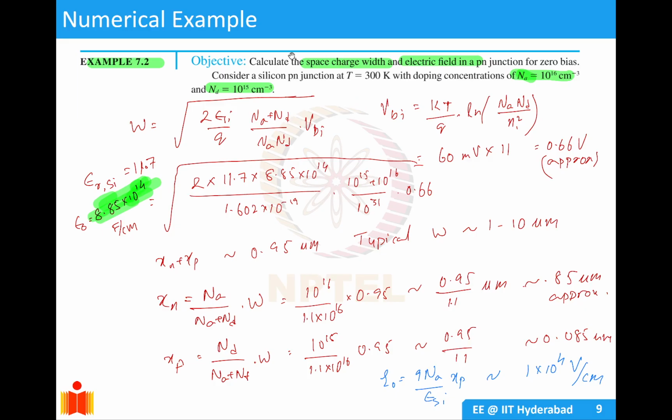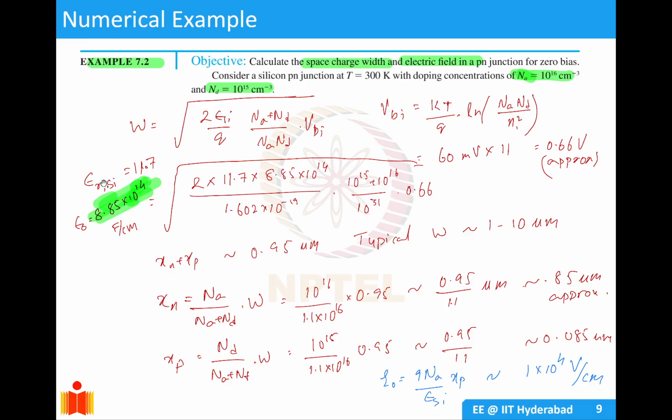So next question: calculate the space charge width and electric field in a PN junction for zero bias. Consider a silicon PN junction at T equals 300 K with doping concentration NA 10 per 16 and ND 10 per 15. So first you calculate your Vbi from this equation, and that comes out to approximately 0.66 volts. And then you use that to calculate your W.